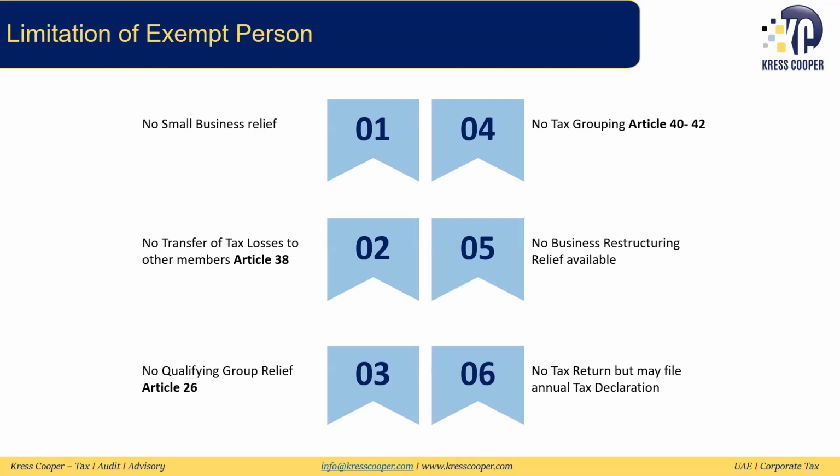So there's no tax grouping that can be done. No transfer of tax losses to any other members if they have other businesses, like we discussed. No business restructuring relief is available. No qualifying group relief is available. And like we discussed, certain people do not have to file a tax return because they do not need to register for corporate tax. But the other people who do not get this automatic exemption need to file an annual declaration.